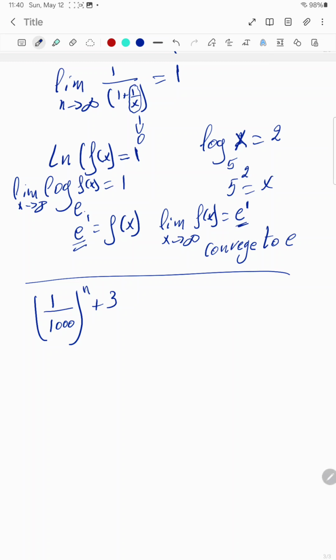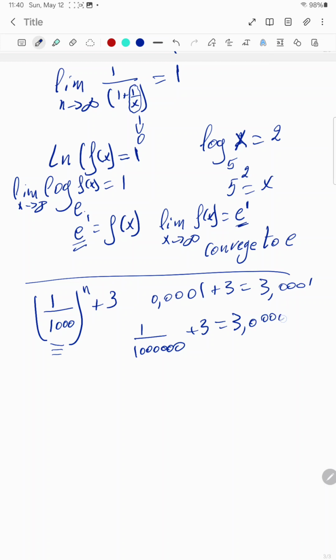Because for n equal to 1, the first number will become 0.001 plus 3. It becomes 3.001. And the second one, when n equal to 2, 1000 squared becomes 1,000,000, so it's equal to 3.000001. And n equal to 3, you got it. So this is always decreasing.